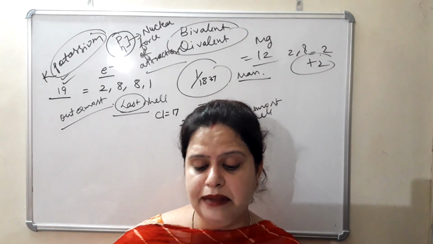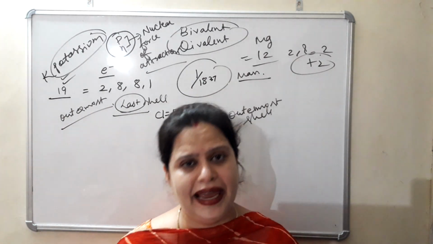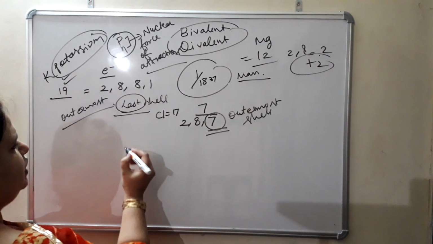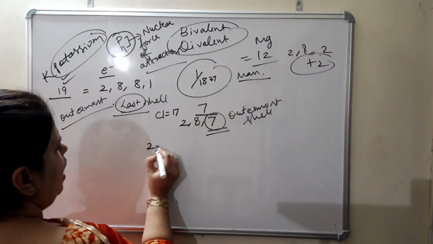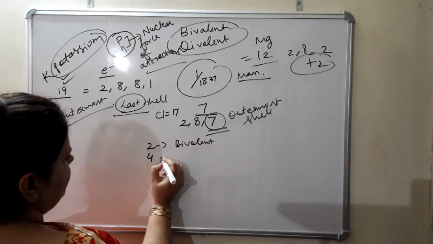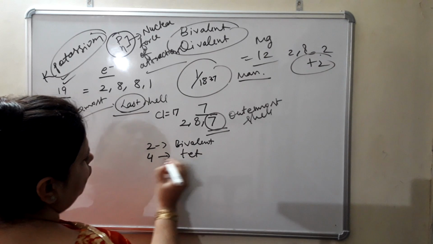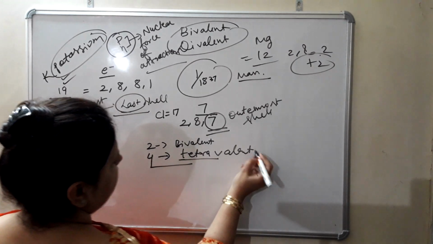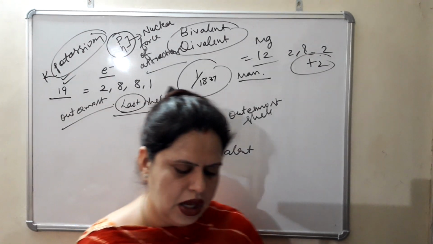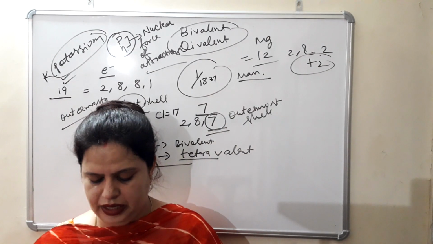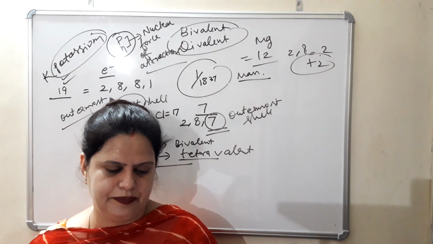Fourth is elements with valency 4 are called bivalent. Wrong. Just now we discussed that elements with valency 2 are called bivalent or divalent, and elements with valency 4 are known as tetra. For 4 the word tetra is used, so they are tetravalent elements. So this statement is also wrong. So what you have to do is write true or false, then correct the incorrect statement and rewrite it.